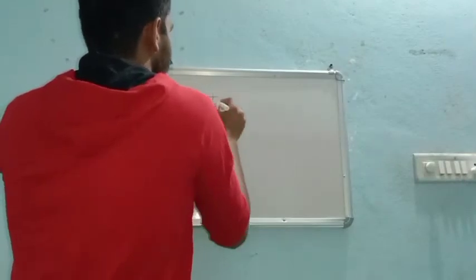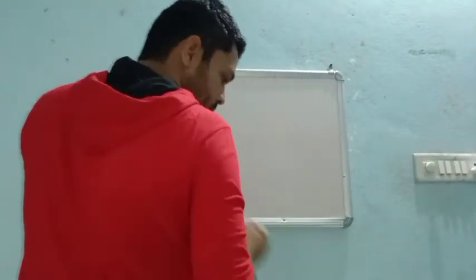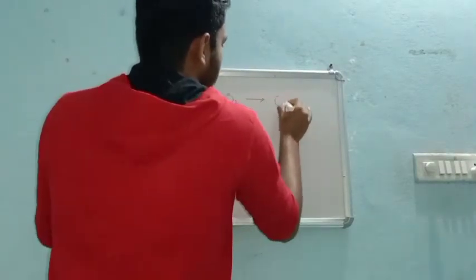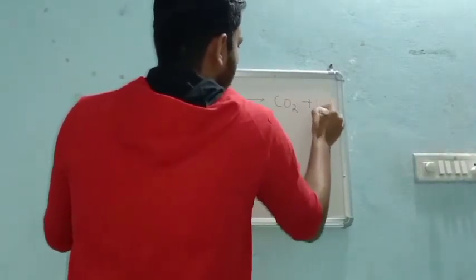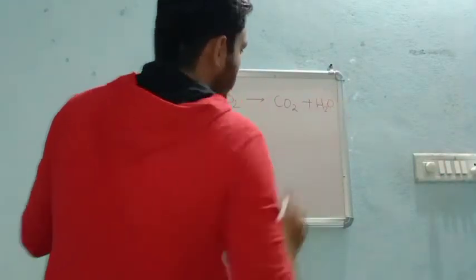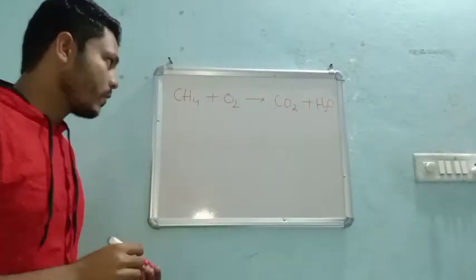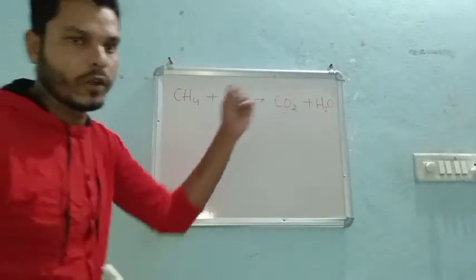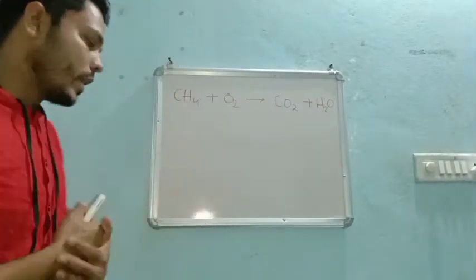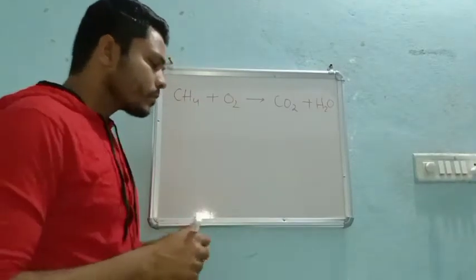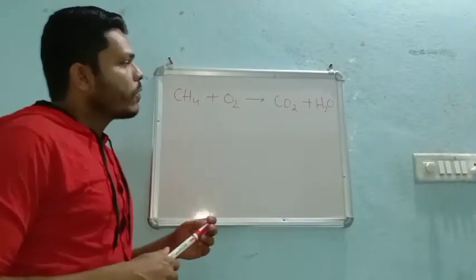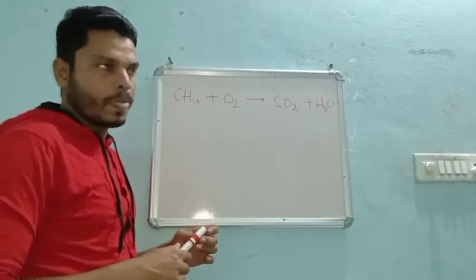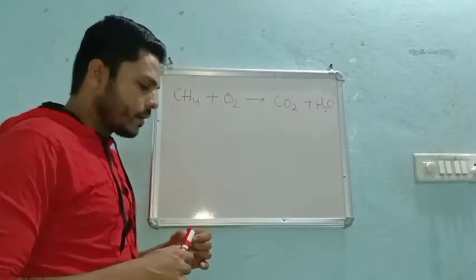CH4 plus oxygen O2 gives carbon dioxide plus water molecule. So these are the two different things we got on the product side. So here, see, now you can go for balancing. Here it is a bit typical.